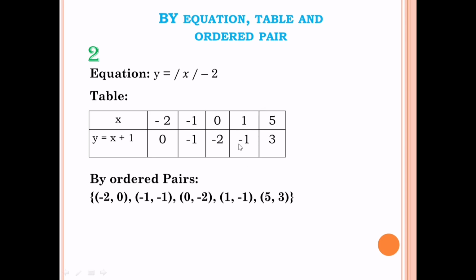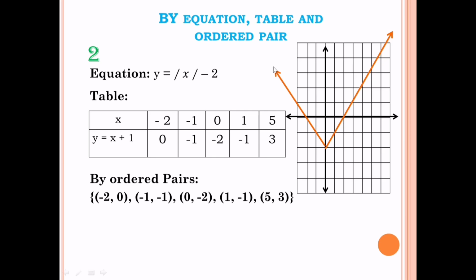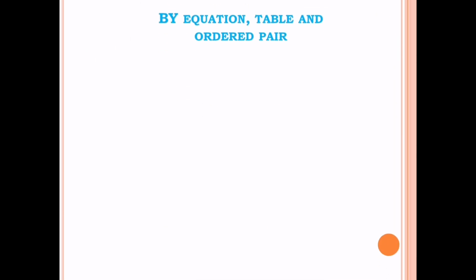But we need to graph it. So the picture of the graph is like this. If we try to apply the VLT here, as you can see, the VLT intersects at exactly one point. That makes this equation a function. Okay, let us have the last example for by equation, by table, and ordered pair.